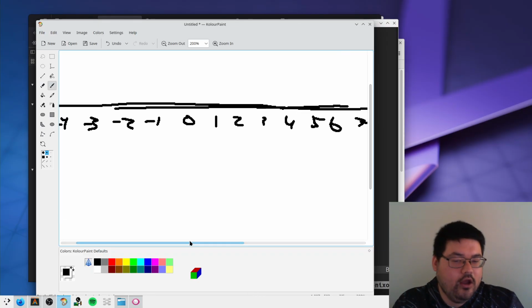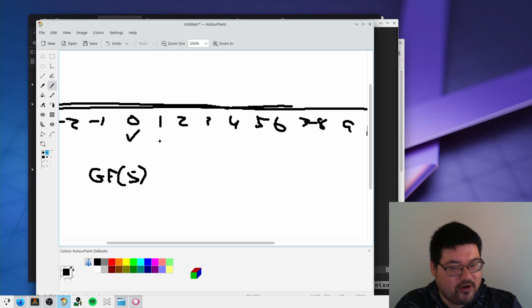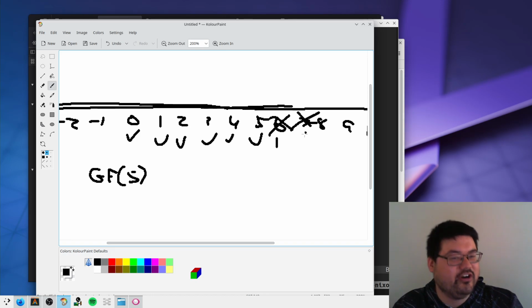So if I only have 5 fingers, let's work in Galois field 5 space. What you do here is, 0, I can count that on my fingers. 1, that's my thumb. 2, finger and thumb. 3, another finger, another finger, another finger. Uh-oh, out of fingers. So you go 6, that's 1. 7, that's 2. 8, 3. And the same thing on the other side.